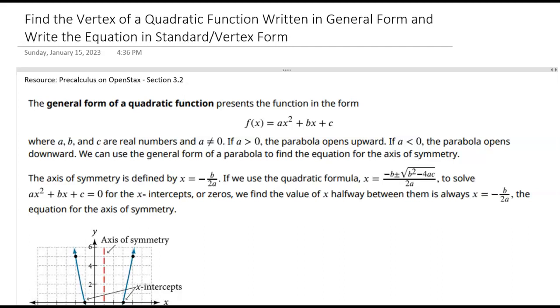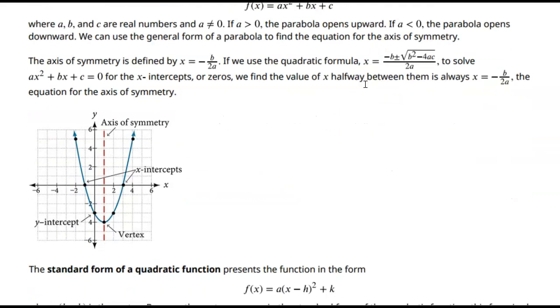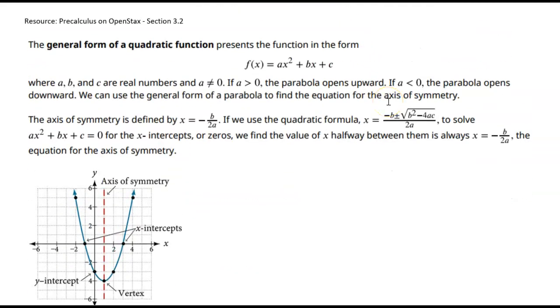In this video, we're going to find the vertex of a quadratic when it's written in general form, and then rewrite the equation in standard or vertex form. Just as a review, the general form of a quadratic is written in the form ax squared plus bx plus c. A, b, and c are all real numbers with a not equal to 0.